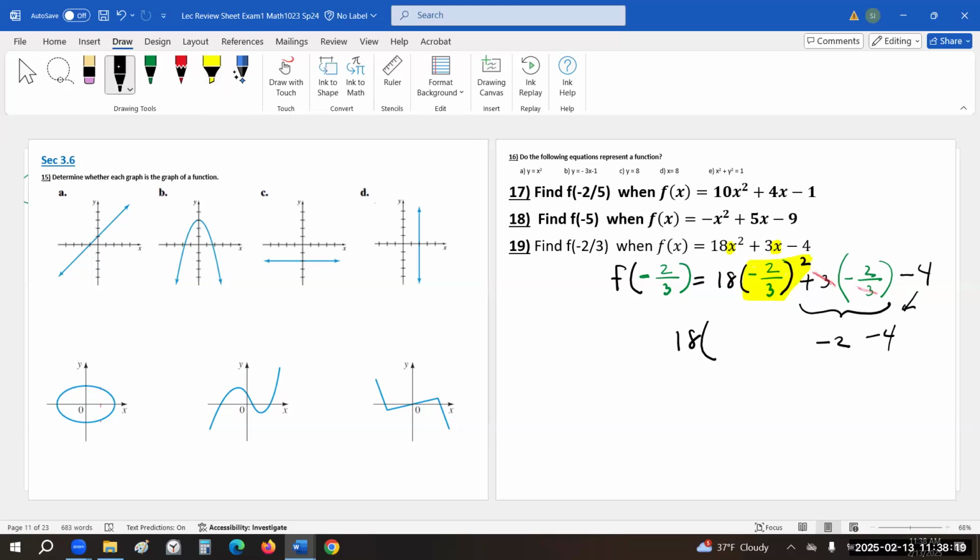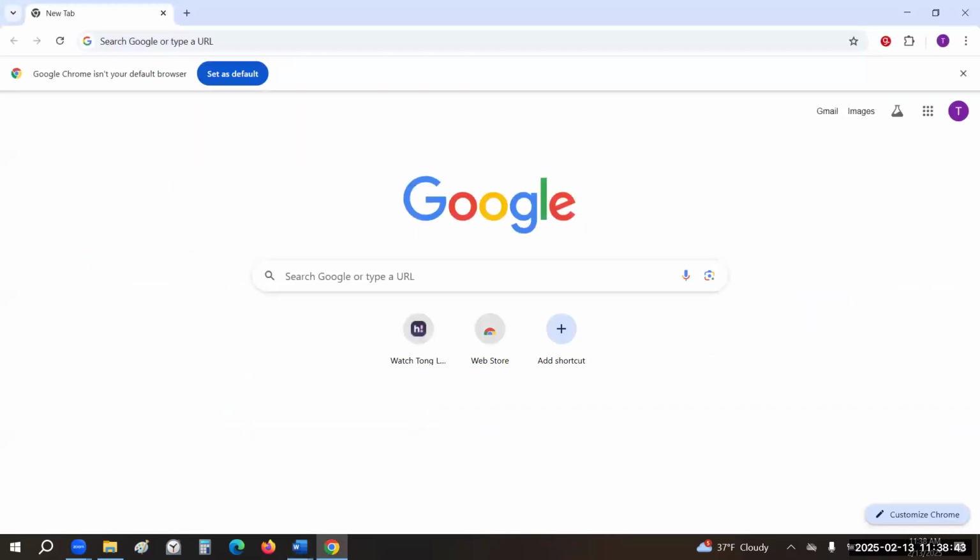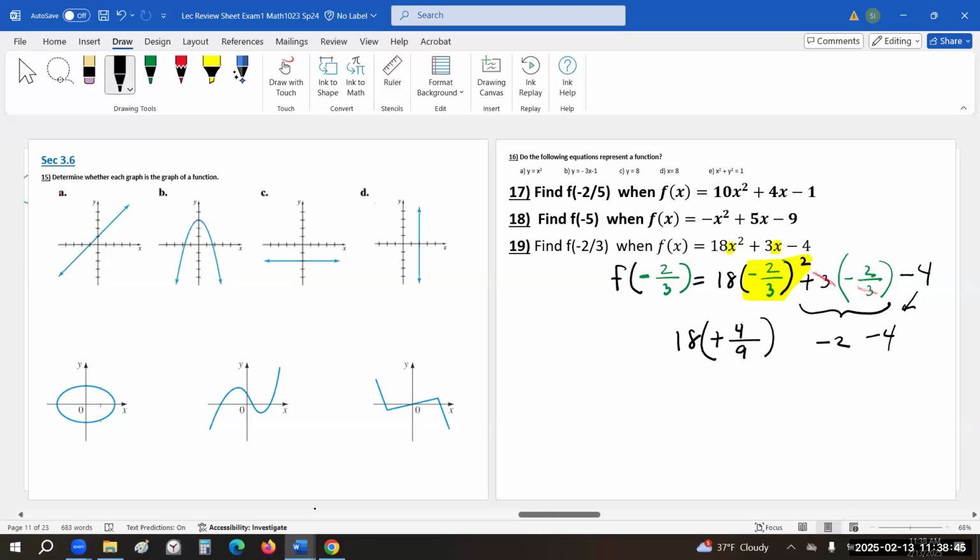So what is negative squared? Means negative times negative. Positive. What is 2 squared? 4. What is 3 squared? 9. So we distributed the power, and now you see we have 18 on the top, 1 on the bottom. So we can cancel 9 and 18. 9 goes into 18 twice.